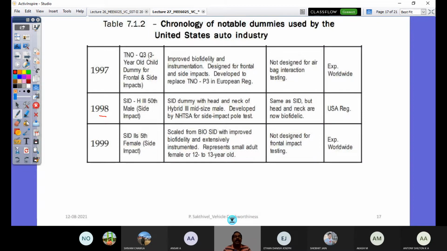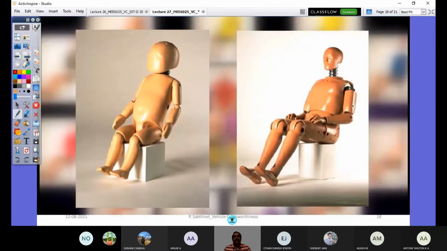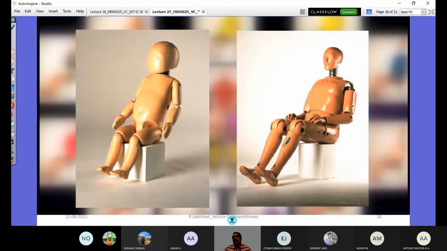And like that, if we go, till date we have many revisions and versions of dummies, and I have just put this data so that you can readily refer to our textbook. It is available in the 7th chapter of the textbook, titled Anthropomorphic Test Devices. And we see that currently the dummies range right from a small infant dummy to test airbag restraint systems, to an adolescent dummy, a big brother dummy of 50th percentile or 95th percentile.